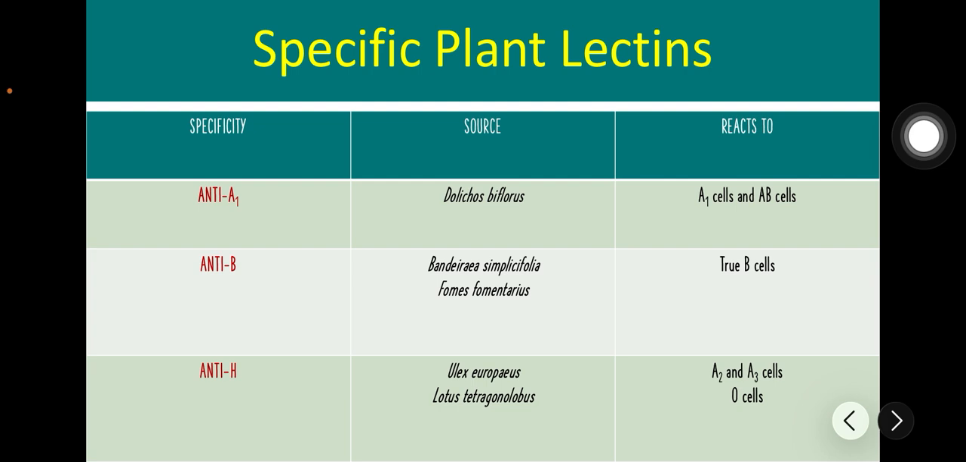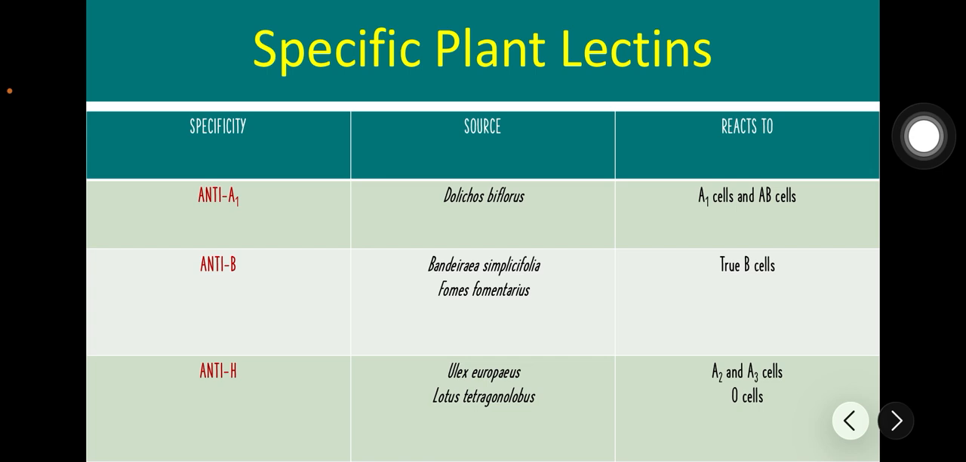Anti-H lectin, it's from Ulex europaeus. So this lectin is specific for the H antigen foundation. So it reacts strongest with cells that have the most unconverted H antigens, such as group O or weak A subgroups. We also have anti-B lectin, which is extracted from Bandeiraea simplicifolia. So it will react only to your true B cells.